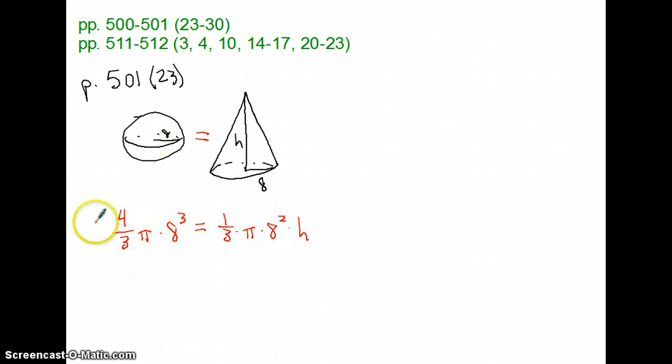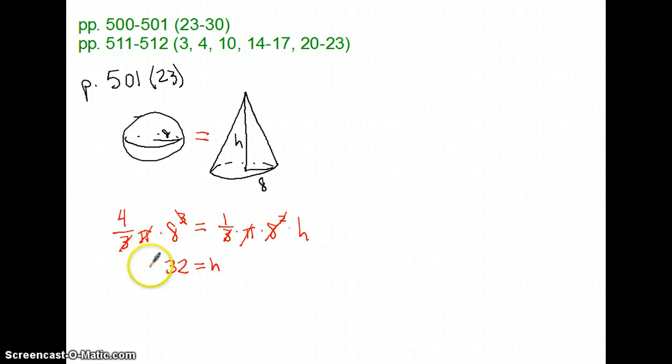You know why I'm going to do that all at once? Because look at this. I'm trying to solve this for h, right? Divide both sides by pi. Multiply both sides by 3. Divide both sides by 8 squared. And what do I have left? I have 4 times 8. The only thing left over here is h. So guess what, kids? H is 32. I did not need my calculator for that.